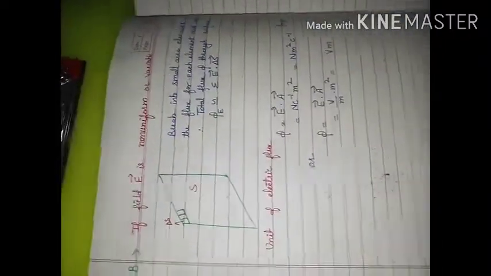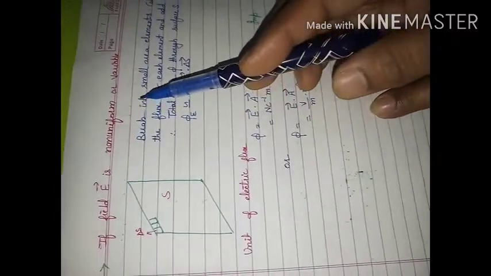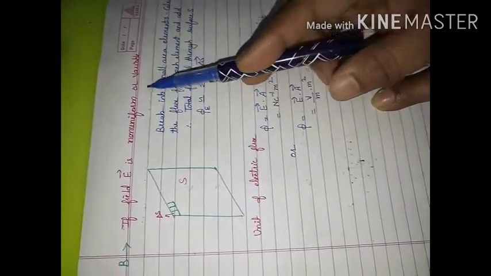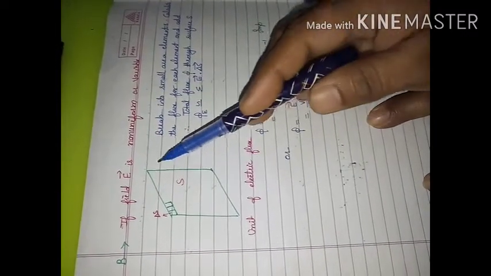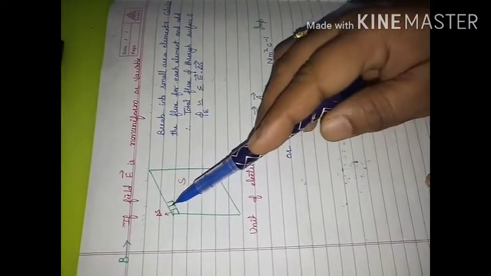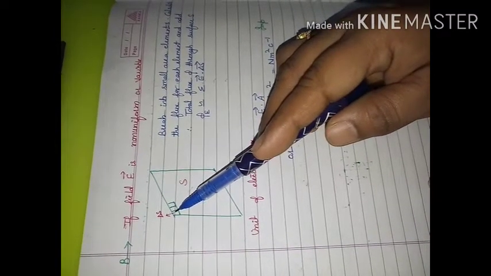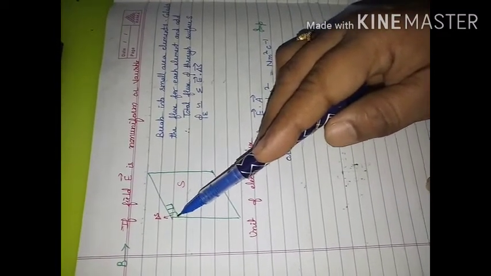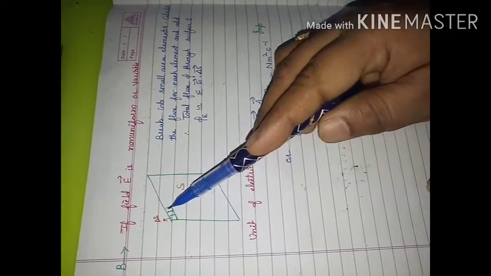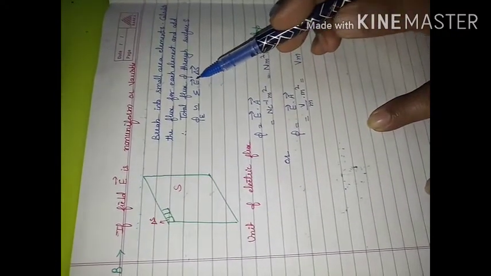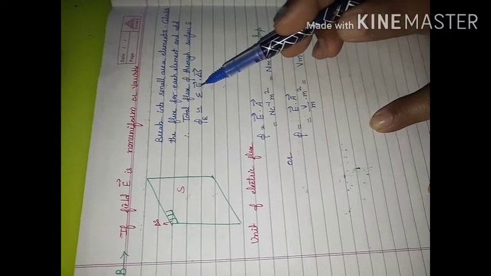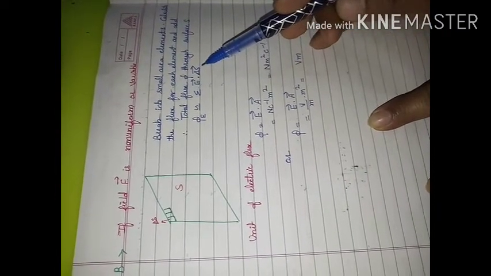What will happen if we consider the case of electric field intensity which is changing? In case of non-uniform electric field, we will divide our surface into small area elements. And we will use the previous formula for each area element and we will add. Then total flux will be the summation of the dot product of electric field intensity and area element.